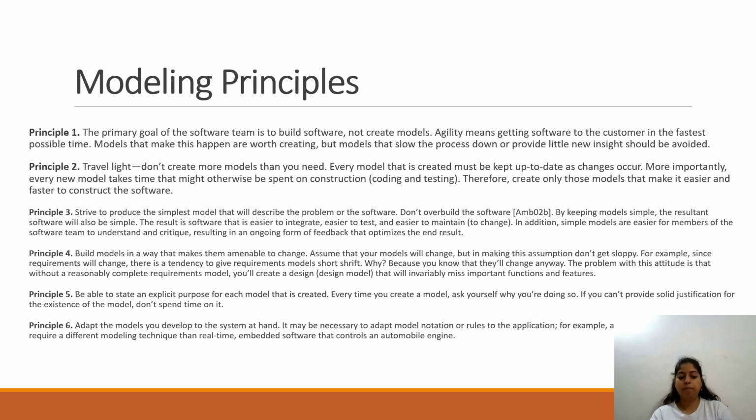Principle number five. Be able to state an explicit purpose for each model that is created. Each time you create a model, ask yourself why you're doing so. If you can't provide a solid justification for the existence of the model, don't spend time on it. Principle number six. Adapt the models you develop to the system at hand. It may be necessary to adapt model notation or rules to the application, which requires a different modeling technique than a real-time embedded system that controls an automobile engine.